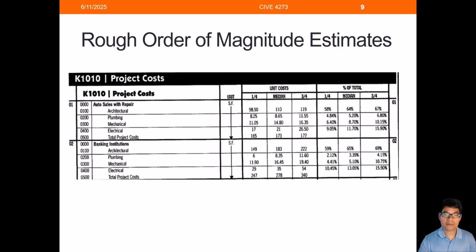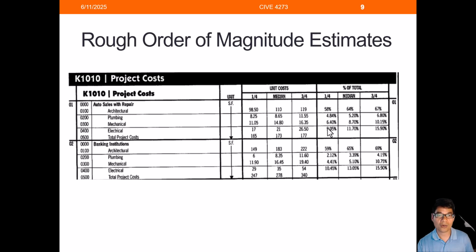In terms of rough order of magnitude estimate, people always use RSMeans to do that, or if you already have your historical cost database, you can use that to come up with your cost estimate. Here I just want to point out a few examples. This is an auto sales building with repair, and based on the square footage there is a unit cost for different disciplines. For example, here $98.5 for the architectural portion of the construction cost, then plumbing, mechanical, electrical, and this is the total project cost.